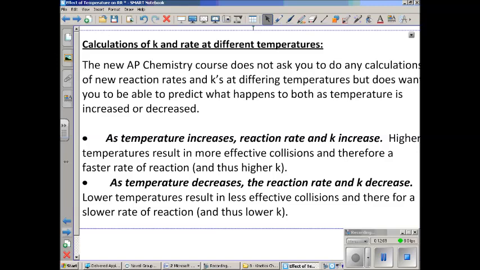And temperature causes reaction rate and K to increase because the higher the temperature, the more effective collisions you're going to have. You're going to have more collisions with that activation energy. You're going to have more collisions, so therefore increasing the chance that they're going to collide in the correct orientation. So higher temperature means faster reaction rate and a higher K. And then, of course, the opposite's true. If you decrease the temperature, you're lowering the reaction rate and decreasing the value of K. And they want you to understand that on a conceptual level. So a question literally will say something to the effect of, if you increase temperature, what happens to the rate of the reaction and what happens to the value of K?